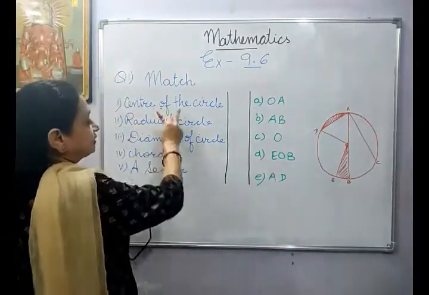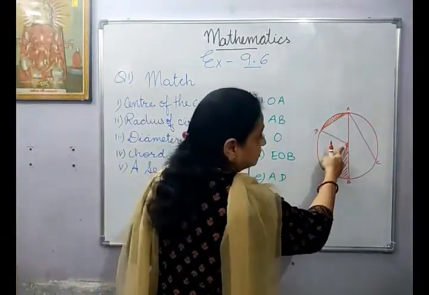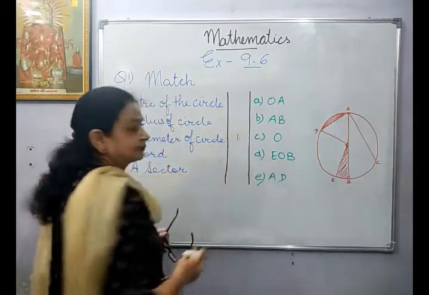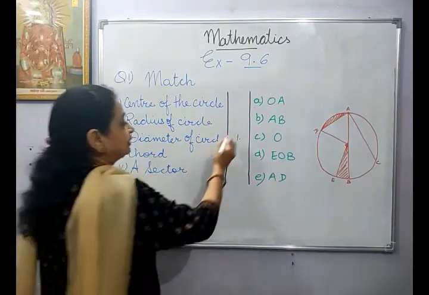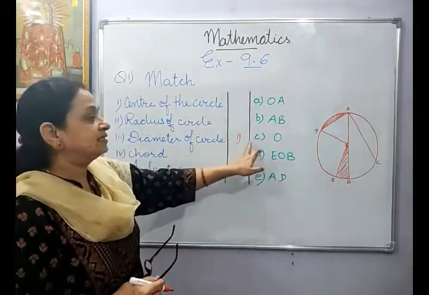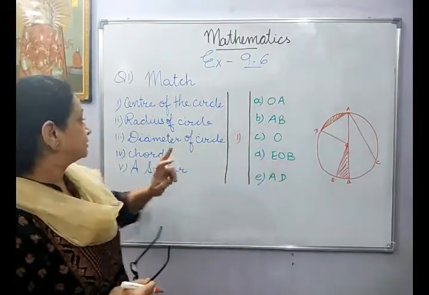So first is center of the circle. See the diagram, center of circle, O is written. So your first answer is this. Number 1 is written over here, so we will write number 1. That means 1 and C are the question and answer.